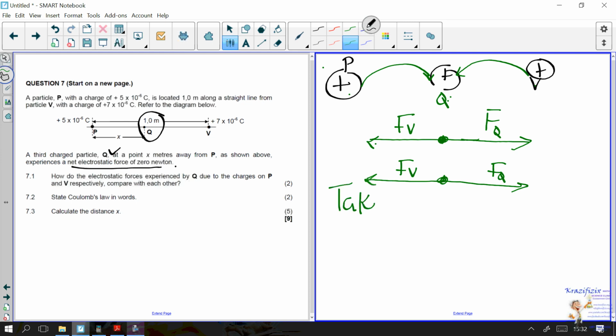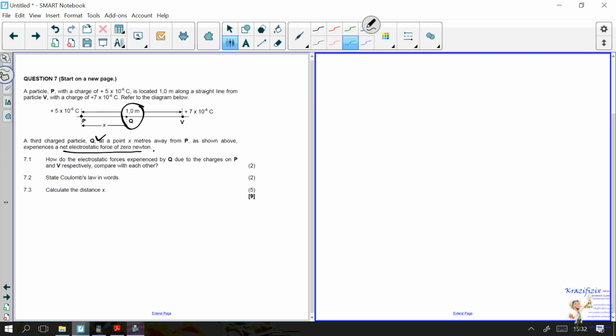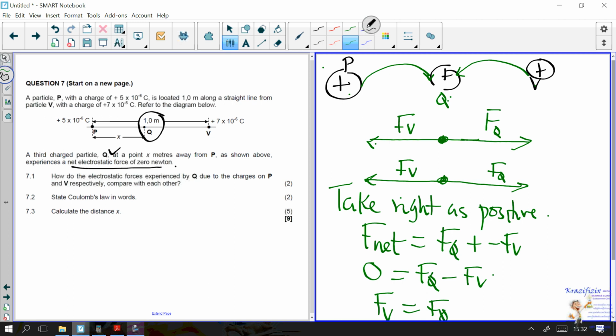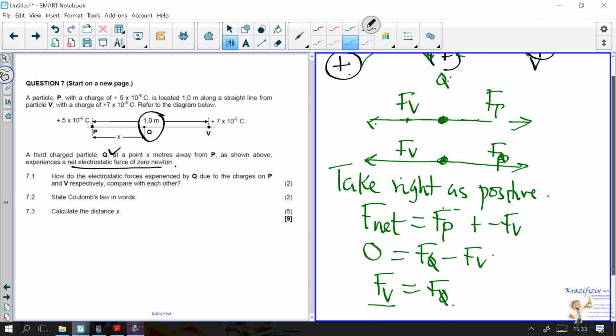Now, let's take right as positive. Take right as positive. What do we know? F net equals FQ plus minus FV. Alright? And we are told that this is 0. FQ minus FV. What does it mean? Let's transpose. FV equals what? FQ, the force on V. Now, F net equals FV. Why are we saying FQ? It should be FP. Okay, actually, I think we missed our lettering now. It's on Q. So this should be P. This should be FV, and this should be FP. Alright, FP, not Q, because we are saying it is the force of P on Q. FP.